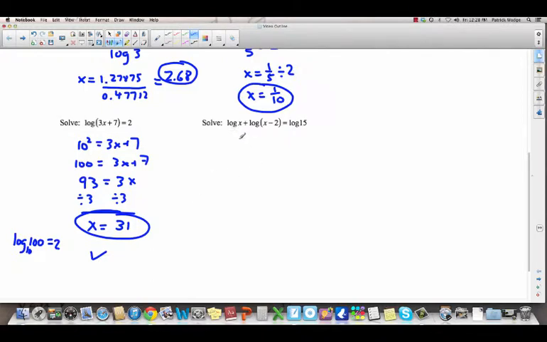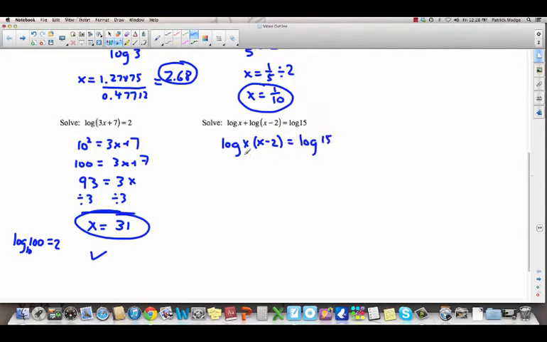Alright, now we've got a whole bunch of logarithms here. Let's see if we can combine some of these logarithms. We definitely can on this left-hand side. We have 2 common logarithms, they're the same base, and we're adding. So to remember what that means we can do? We can actually take both of the arguments and multiply them. So we're going to have x times x minus 2 equals log 15.